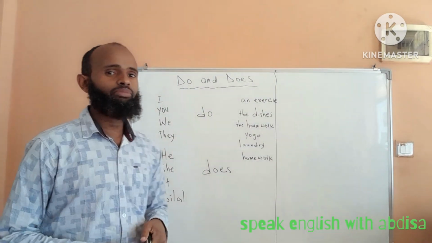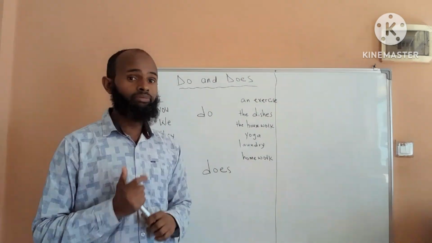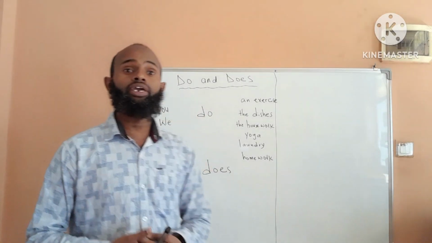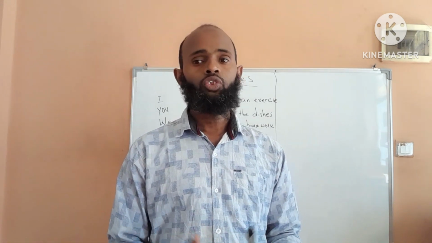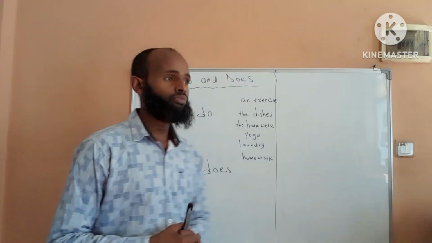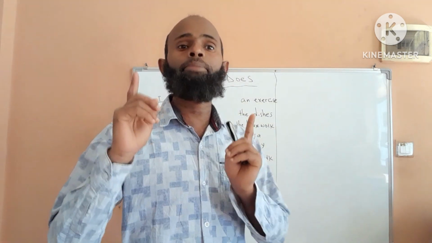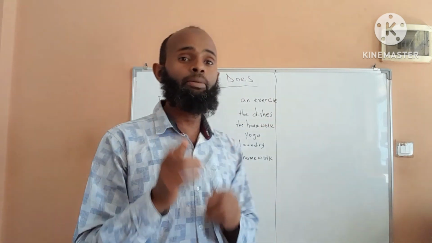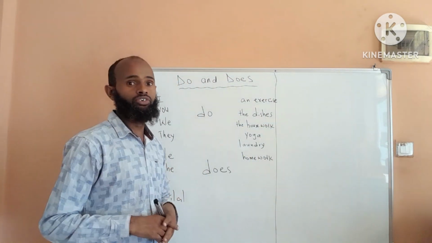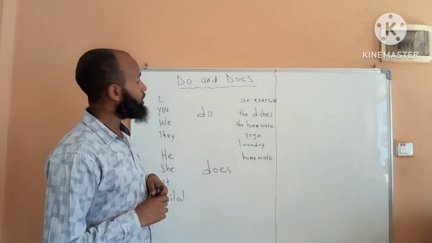Today we are going to learn about do and does. First, let's begin with the meaning of do. To do means to perform, to accomplish an activity. Do and does is used in the present time. Most of the time we use it in the simple present tense. Let's begin with the way we use it.